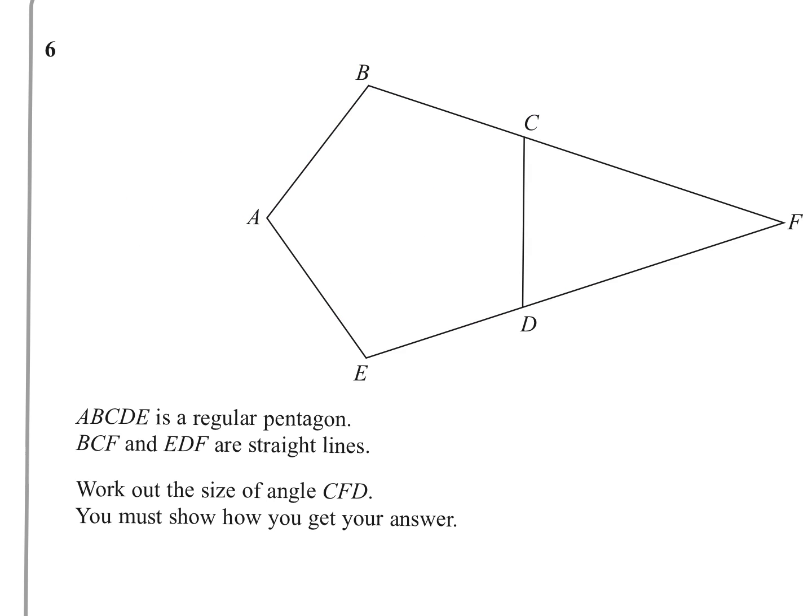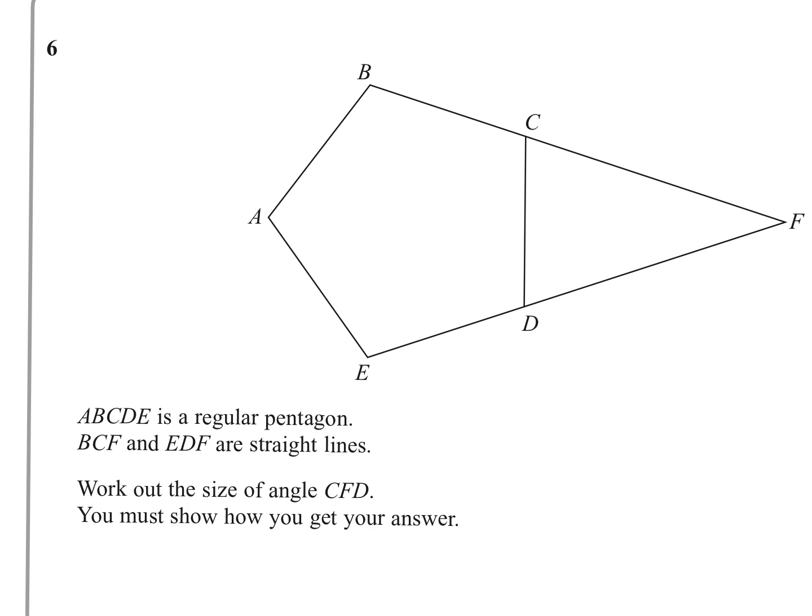Question 6, we have to work out the size of angle CFD. So let's label that here. Now what we do know is that this is a regular pentagon, so all these lengths are the same. We also know that if we have a centre angle here, then each of these angles here, call it beta, will be 360 divided by 5, and on the calculator that's 72 degrees. So all of these are 72 degrees.